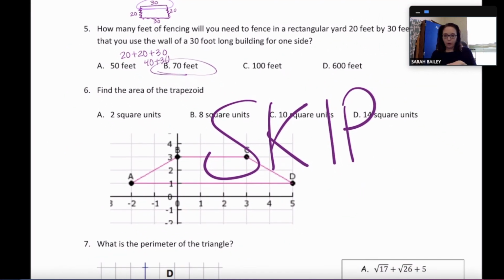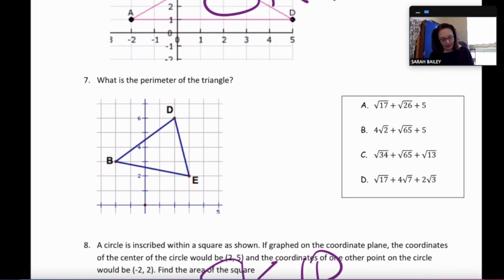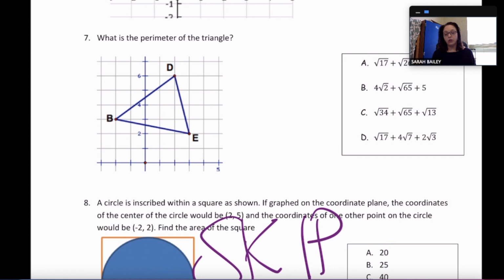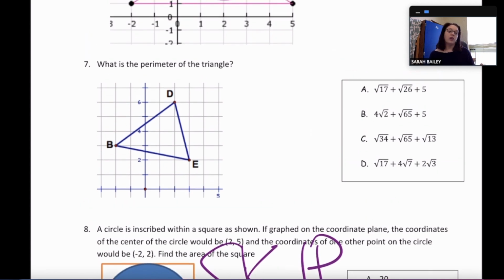All right, we're going to skip over problem 6, and we're also going to skip problem 8. So please write the word skip across those, and we're going to do number 7. For number 7, you're asked to find the perimeter of the triangle, and notice that this is multiple choice. Also notice that all of the choices they have radicals in them.